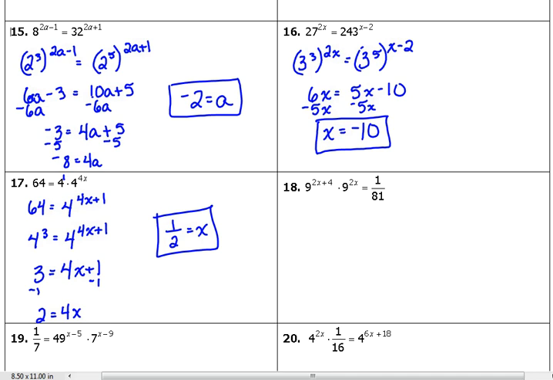Number 18. We've got 2 9s on the left side, so we need to combine those. Let's add their exponents. 2x plus 4 plus 2x. Can we go ahead and rewrite the right side? What would 1 over 81 be? So it has a base of 9. 9 to the negative second, because 9 squared is 81, but it's in the denominator.